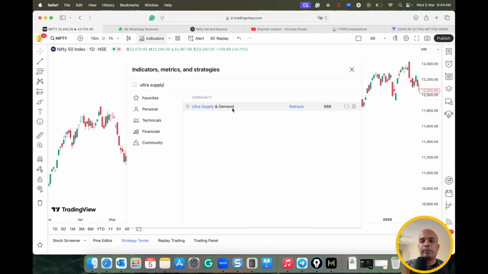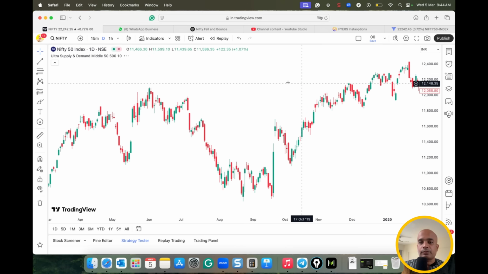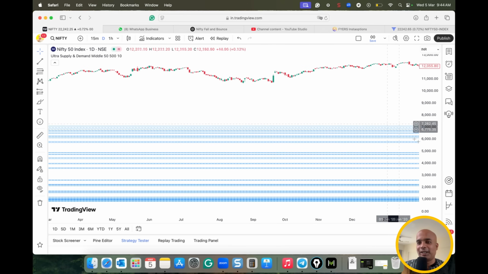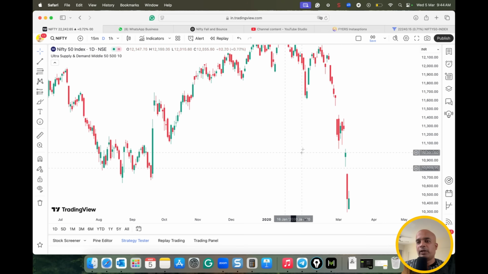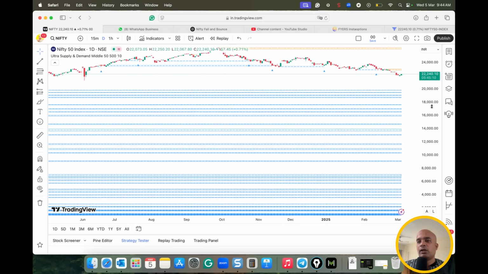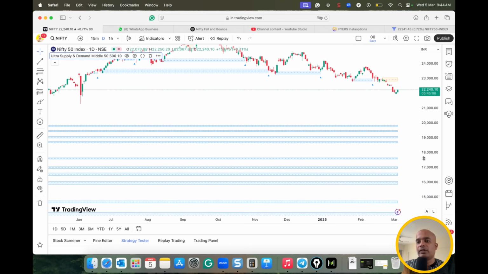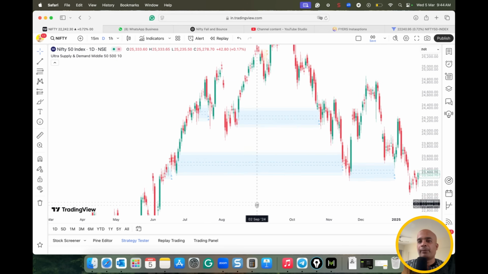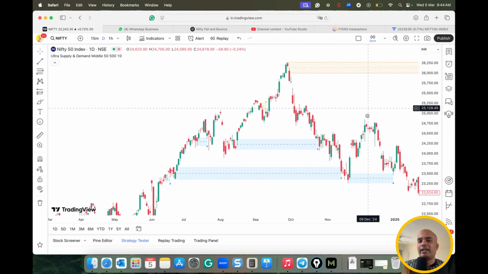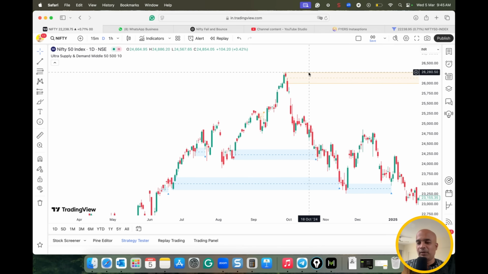Ultra Supply and Demand by Ratak. This indicator might be confusing for some of you, but it is very, very simple. How it works is it plots the demand and supply zones. In simple words, it is support and resistance.